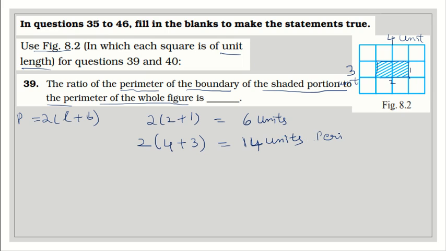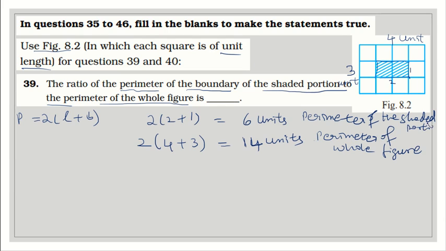Okay, this is the perimeter of the whole figure, whereas this is the perimeter of the shaded portion. Now you find the ratio between them. 6 is to 14, they cancel with 2, so 3 is to 7 is the right answer.